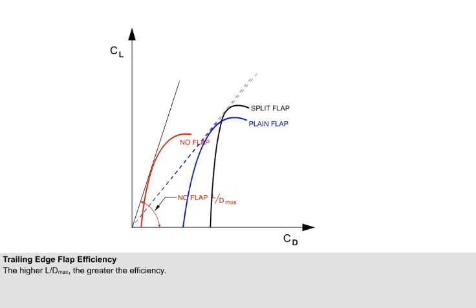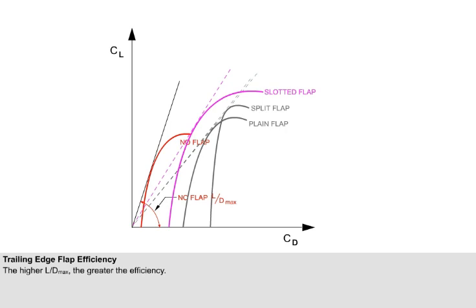This is the CL-CD polar of the split flap, together with the plain flap. Notice the angle between the split flap straight line from the origin and the horizontal axis is again less than that for no flap, but pretty much the same as the plain flap. Therefore, the plain and the split flap have approximately the same aerodynamic efficiency.